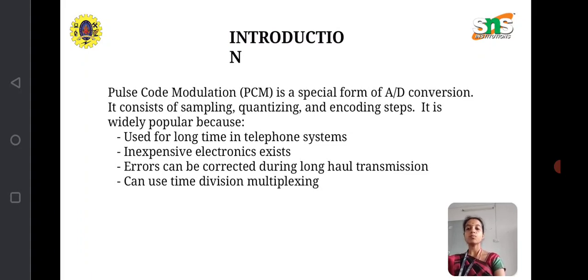It is widely popular because it has been used for a long time in telephone systems. Inexpensive electronics exist. Errors can be corrected during long distance transmission. It can use time division multiplexing.